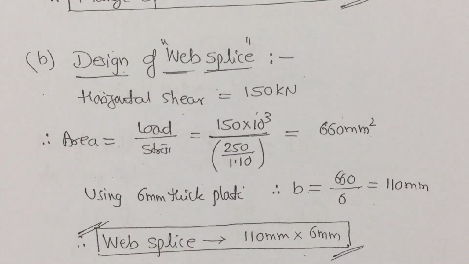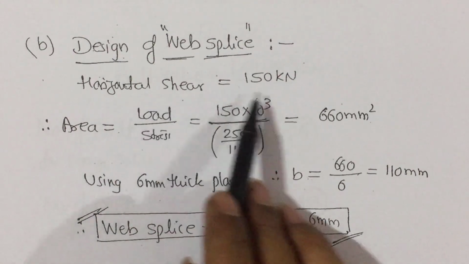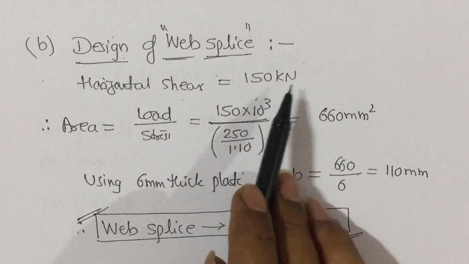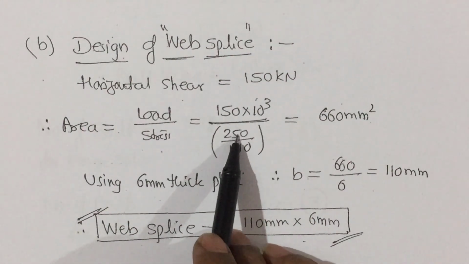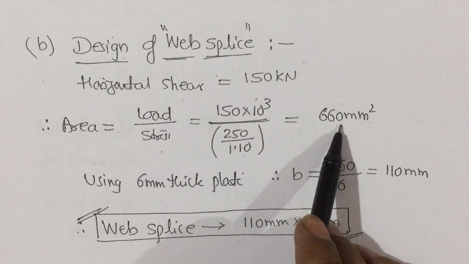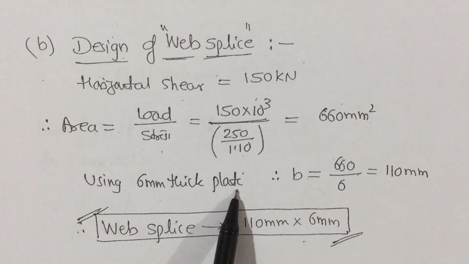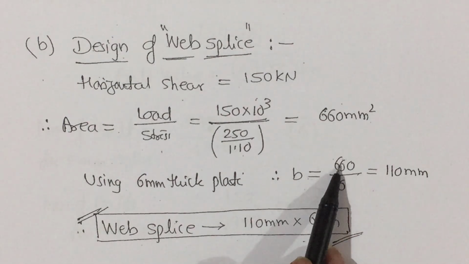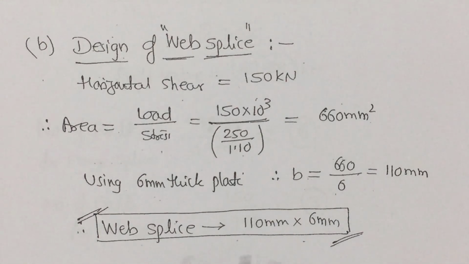That is all. Then if we come to the design of the web splice, here horizontal shear is 150 kilonewton given in the problem. Area is given by load by stress. The stress is given by Fy divided by gamma m0. You are going to get 660 millimeter square. Then using 6 mm thick plate, width will be equal to area divided by that thickness. You are going to get 110 mm. Therefore, web splice will be 110 mm by 6 mm.